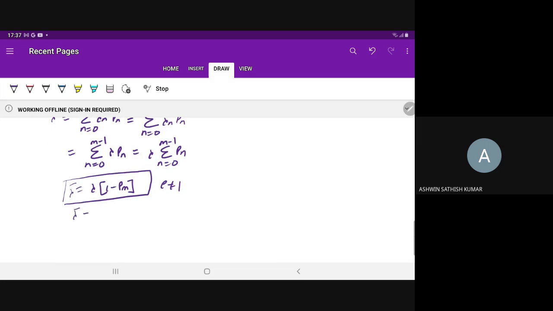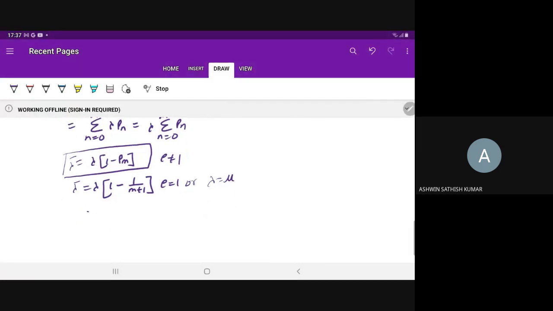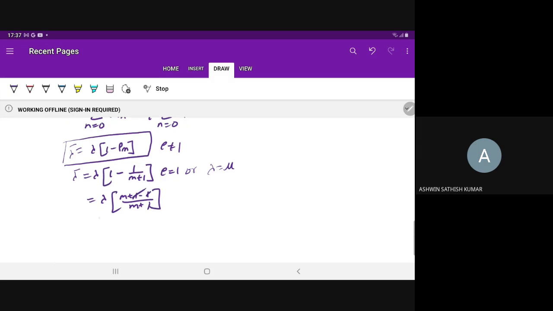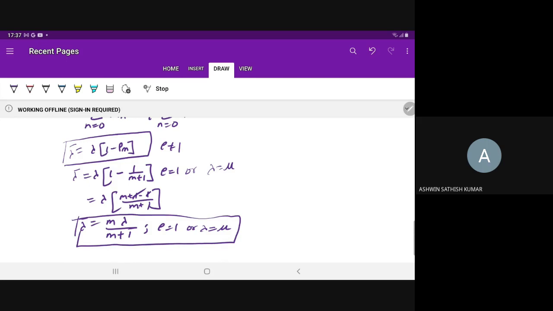In case of rho equal to 1 or lambda equal to mu, 1 minus Pm is equal to 1 upon m plus 1. At that time, just put the value of m. So here we have lambda, m plus 1 minus 1, so this will cancel out. So we have m lambda upon m plus 1 when rho is equal to 1 or lambda is equal to mu. At that time, lambda bar is equal to this. Clear? For the special case, you have to remember the value of lambda bar.